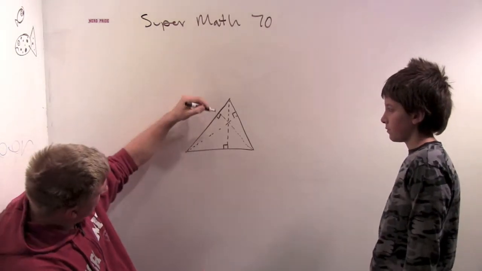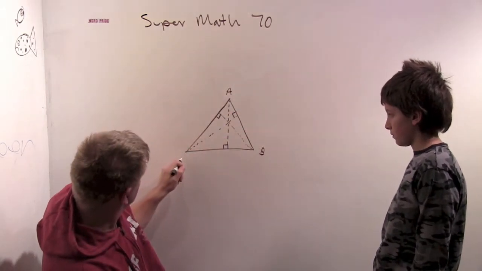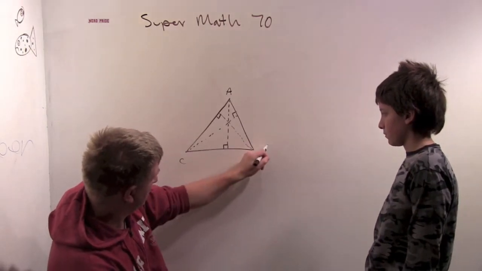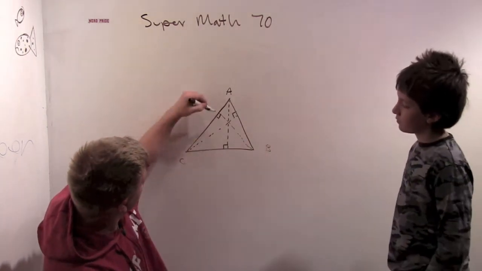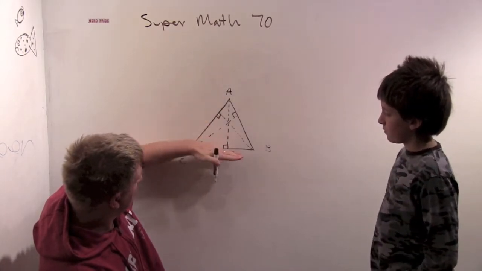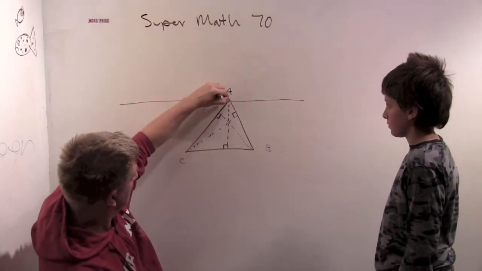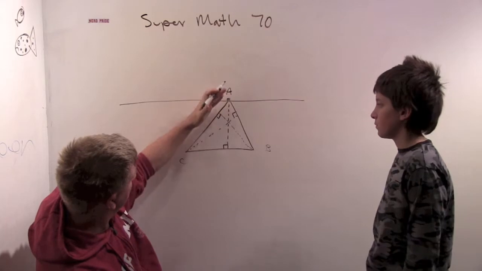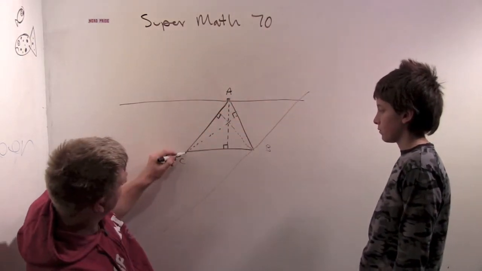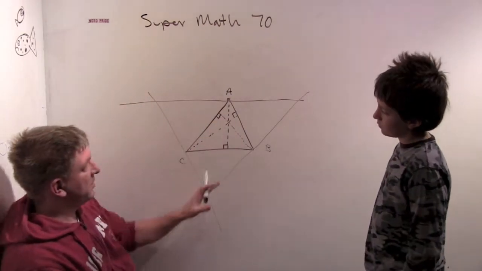So what we do is, let's call this A, B, C. Move B away from there just a little bit, because we're going to draw on some sides. So I'm going to draw a line through A, parallel to side BC. I'm going to draw a line through B, parallel to side AC. And I'm going to draw a line through C, parallel to side AB. Okay. And I get a bigger triangle now.